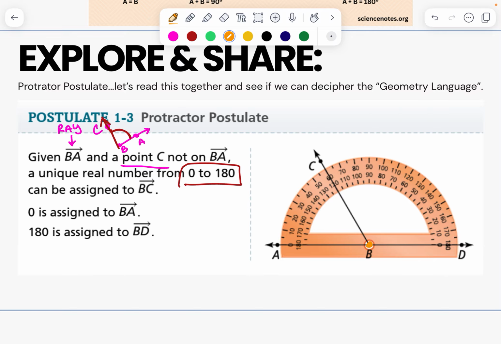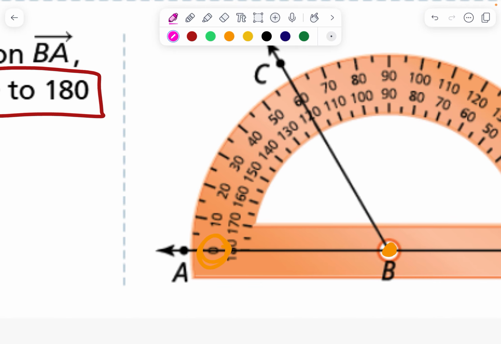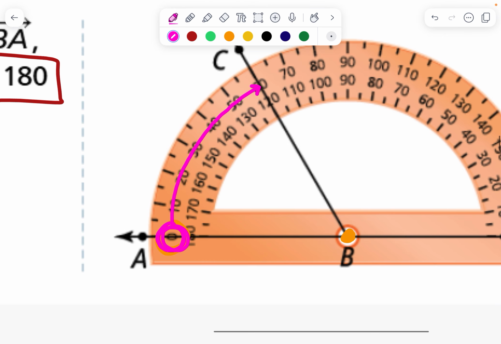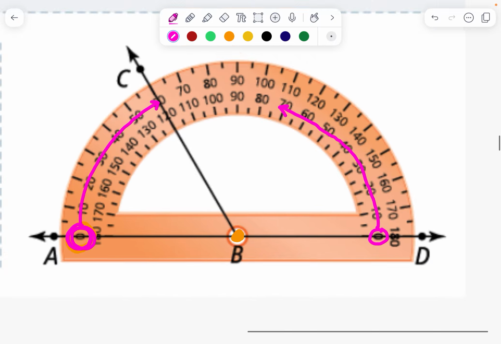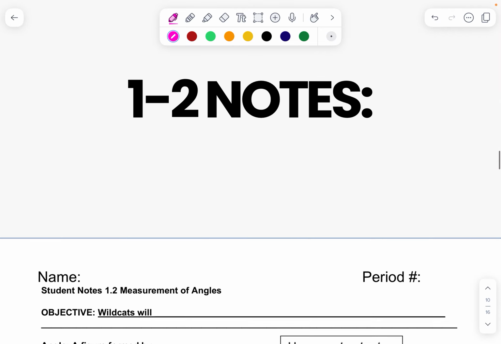And then if you start on this side, let me switch colors. See how there's a 0 up top? If I start at that 0, I'm going to count around the top of the protractor. But if I'm measuring something from over here, see how that 0 is on the bottom line, I would measure around the bottom line, okay? So I would use the numbers that are in line with the 0 on the side that I started on.